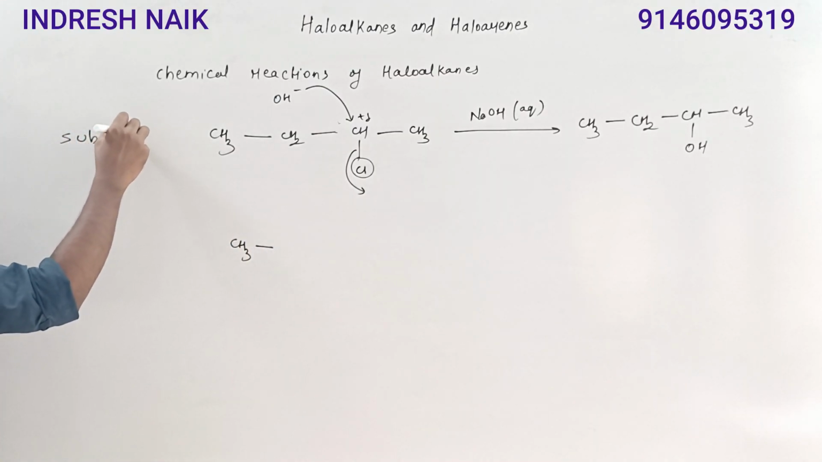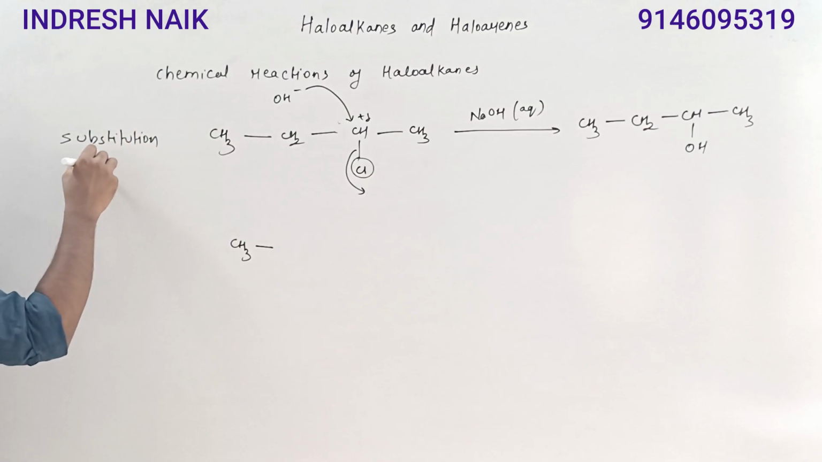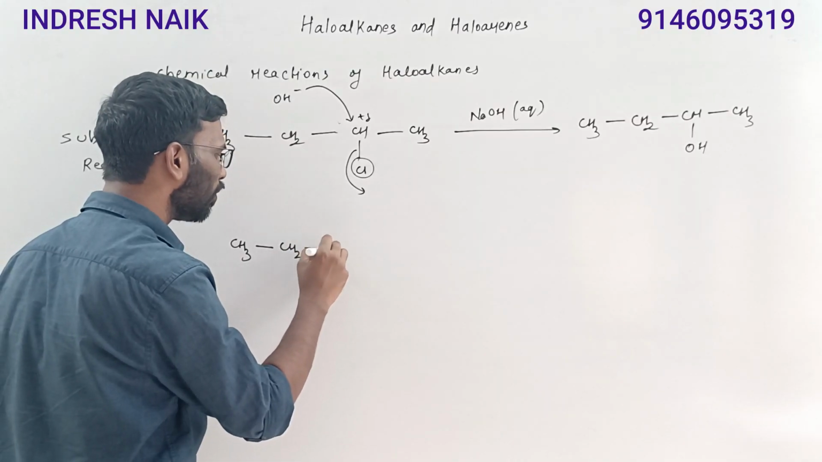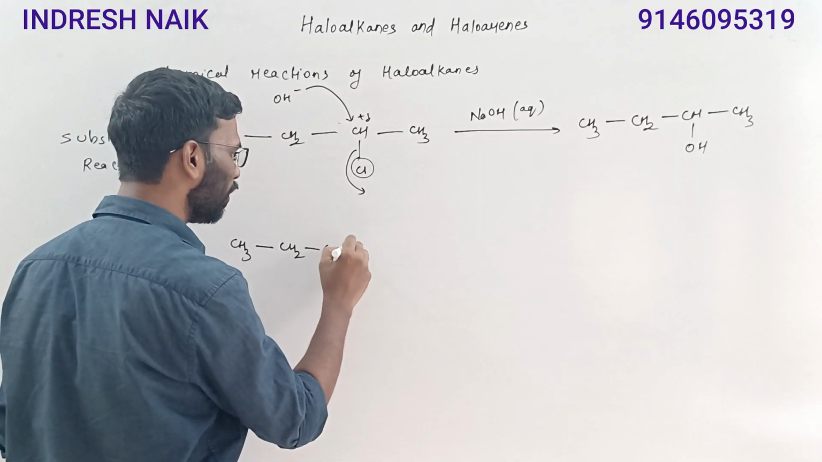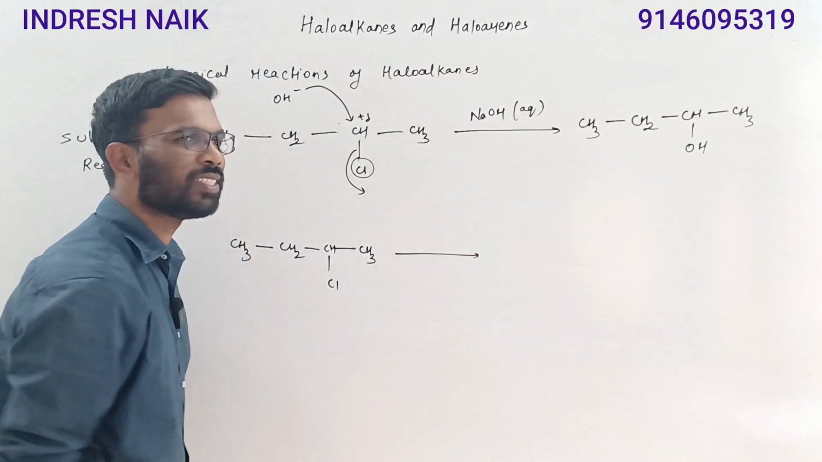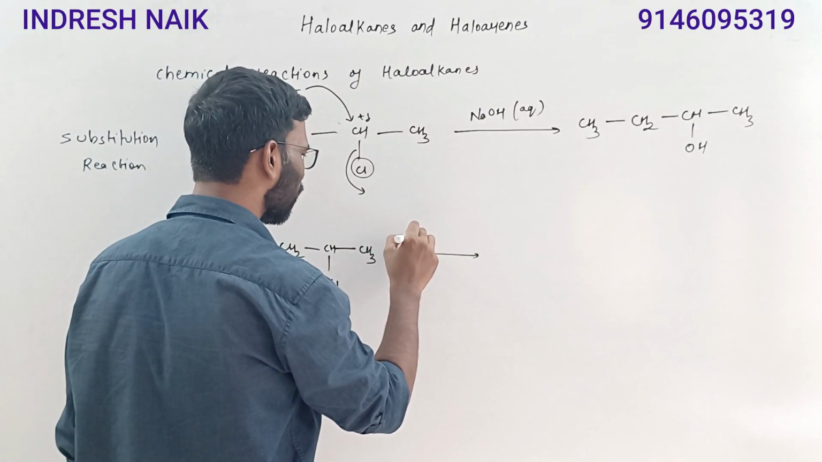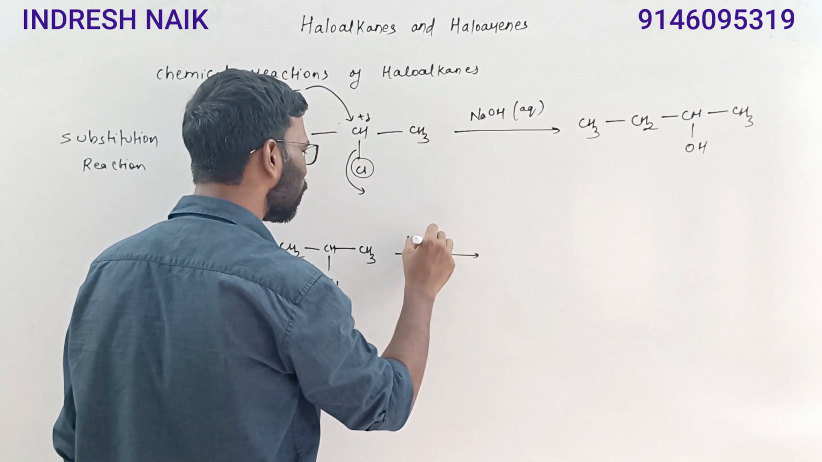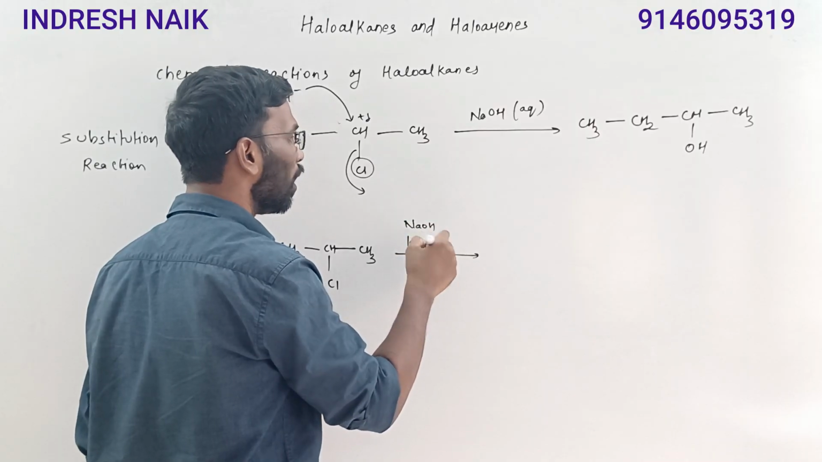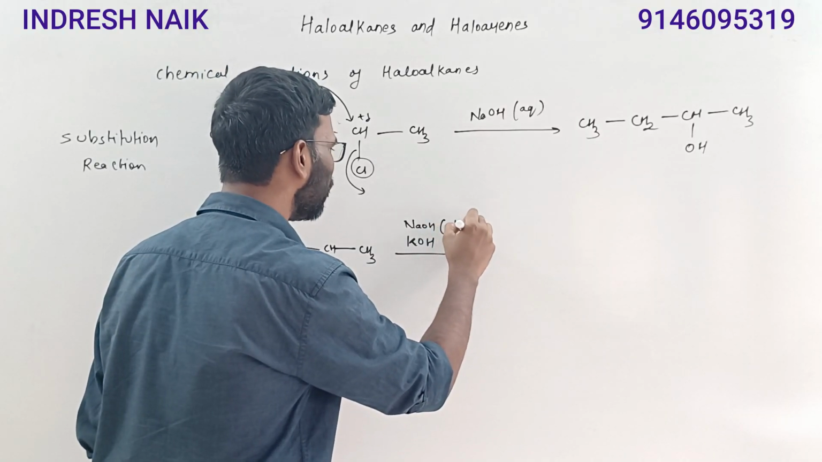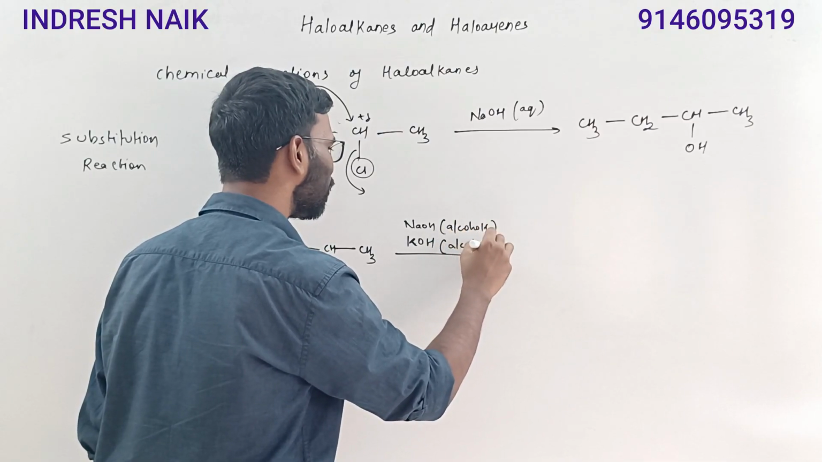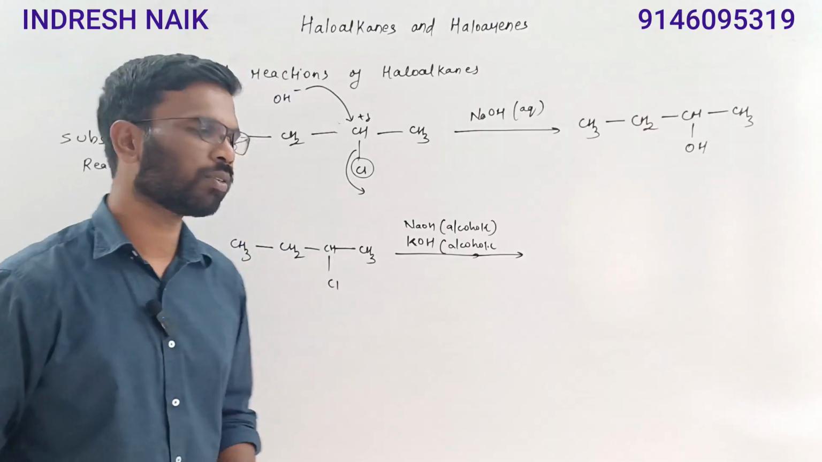This is a substitution reaction, right? Now if there is a compound, the same compound I am taking, but instead I take a strong base like potassium hydroxide. I can take NaOH also, any base, but the medium is alcoholic. Okay, the medium is alcoholic. So elimination means what?